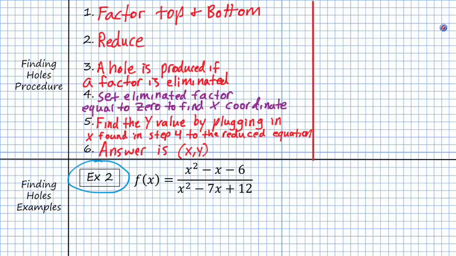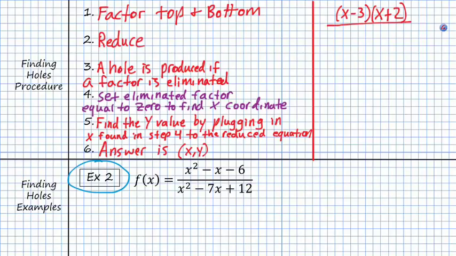So the first thing that I want to do is factor the top and bottom. So for the top, I'm talking about x squared minus x minus 6. So I'm looking for two numbers that will add to make -1 and multiply to make -6. So I'm thinking that it's going to be x minus 3 and x plus 2, because those are two numbers that will add to make -1 and multiply to make -6.